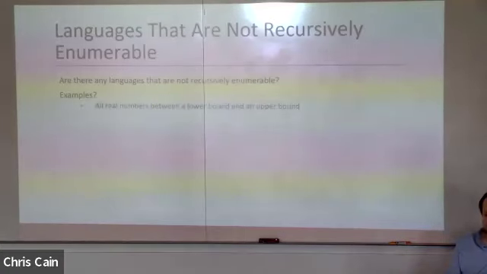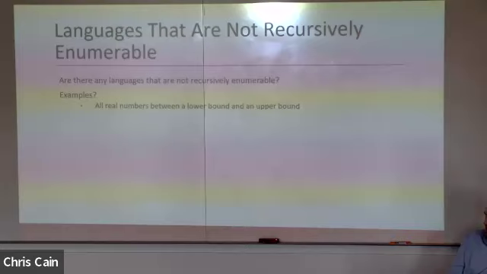Listing all the real numbers is an example of something that is not recursively enumerable. Even all reals between two arbitrary endpoints. So we have all reals between 0 and 1. We talked about this a little bit last time, I think, but the idea is that we want all numbers, all decimals of finite length, all decimals of infinite length that repeat, and all decimals of infinite length that do not repeat. All real numbers between 0 and 1.